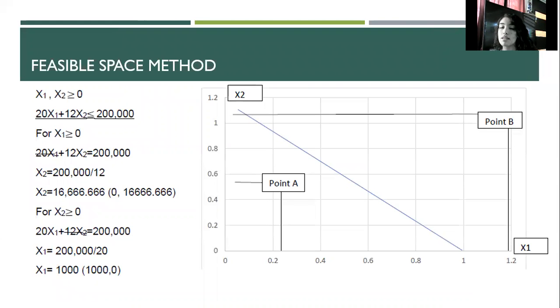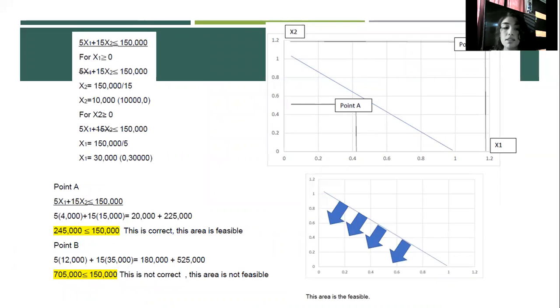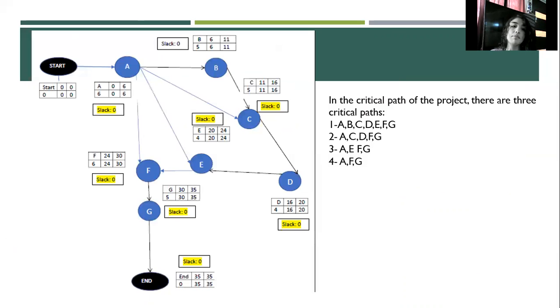The feasible space method is the same, so I just did it in another way. I put it in a table, and as you can see here, this is the feasible area of the first constraint. This area is the one that is shown with the arrows, and I did the same with the other constraint, and this is the feasible space from this constraint.